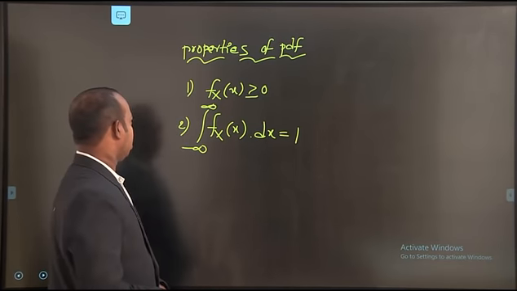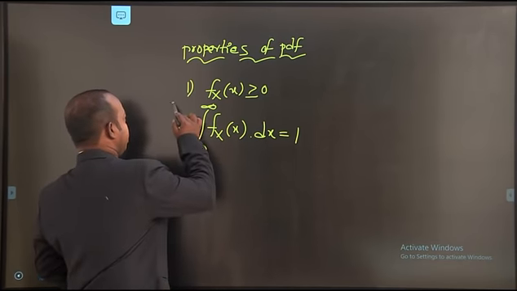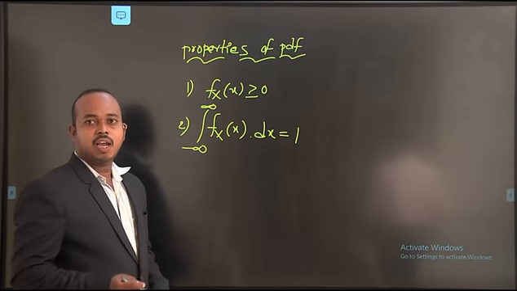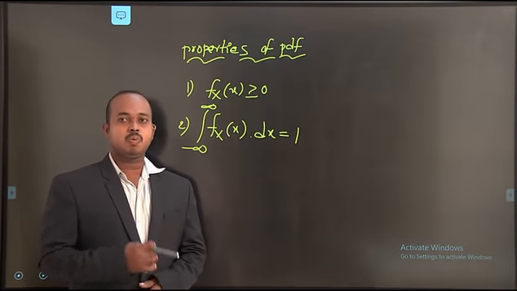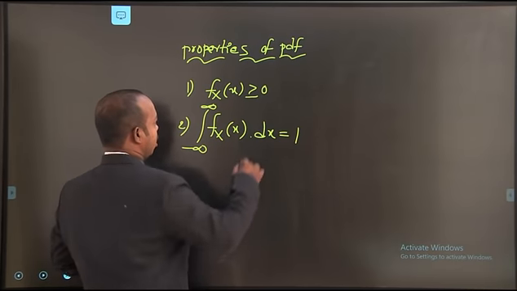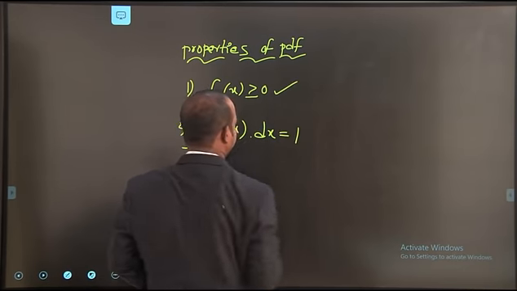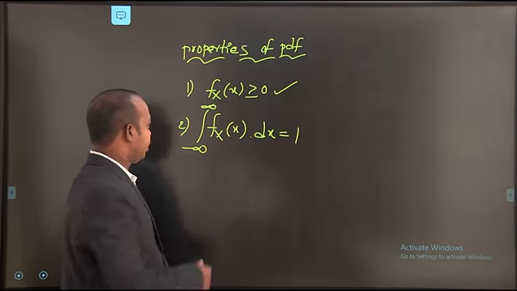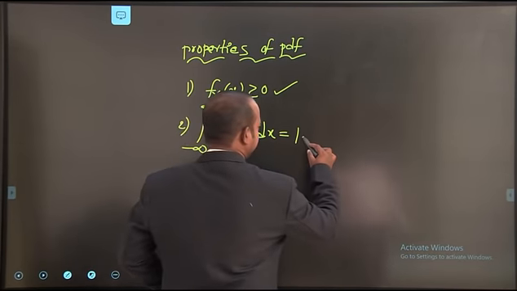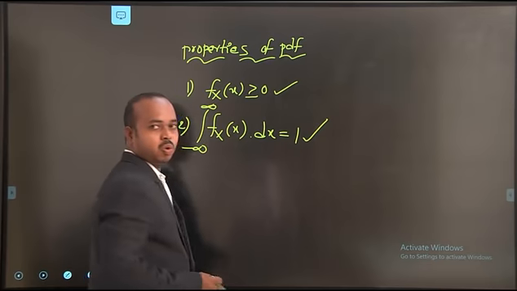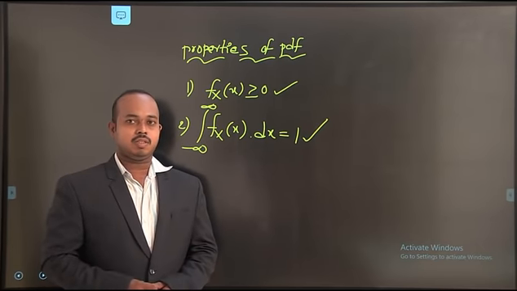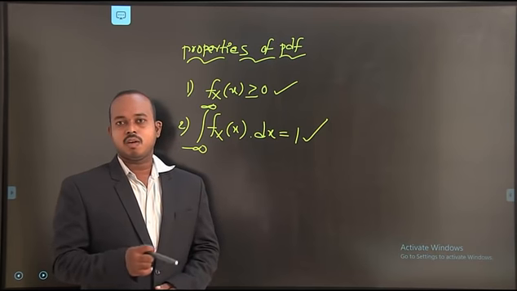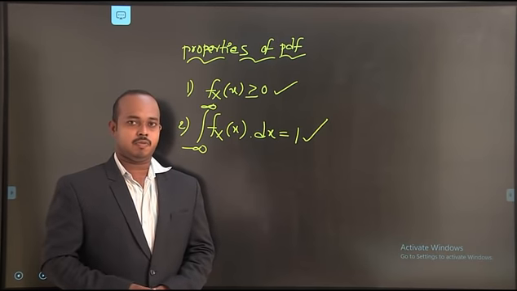Based on this, any function is said to be a valid probability density function if it satisfies these two properties. The first one is fx of x greater than or equal to 0, and the second one is the integral from minus infinity to plus infinity of fx of x dx equal to 1. Any function that satisfies these two properties, we call a valid probability density function.